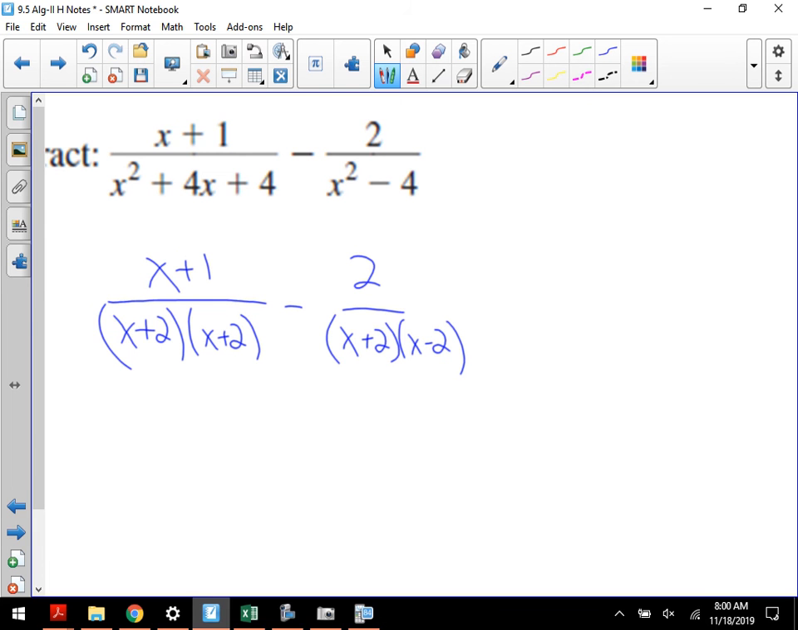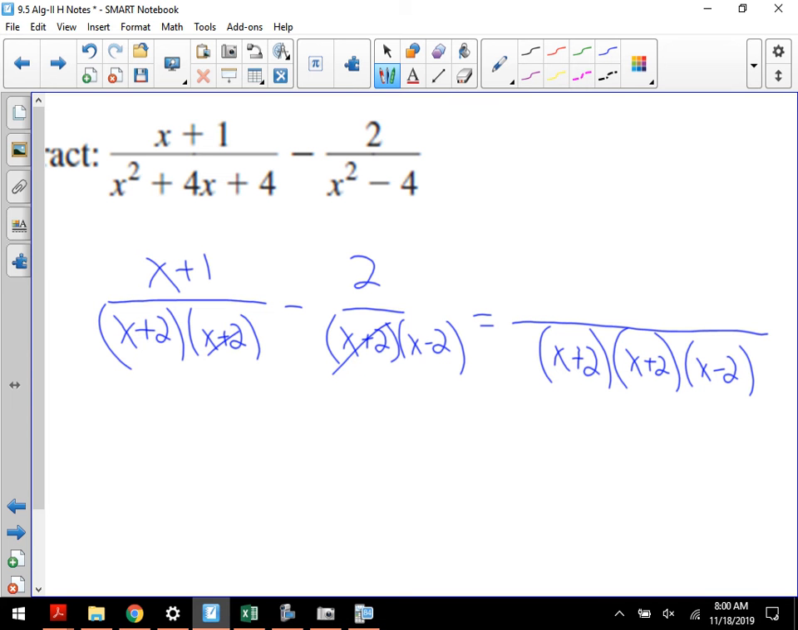These are actually even easier. What do they both have in common? Okay, so they have a set of x plus 2's in common. That's already taken care of. What's left? Yep. So I have an x plus 2, x minus 2 then to write out. Okay. Fraction on the left has 2 of the x plus 2's. What else does it need?